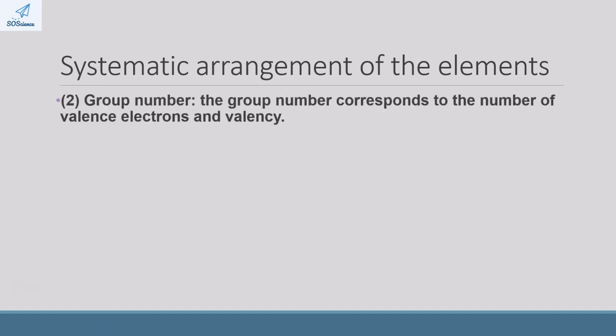The second thing is the group number. And the group number is so important when it comes to the next section on chemical bonding, because it corresponds to the number of valence electrons and the valency. You're going to see that we're going to use valence electrons in order to work out our covalent bonds or molecular bonds, and we're going to use the valency to work out the ionic bonds.